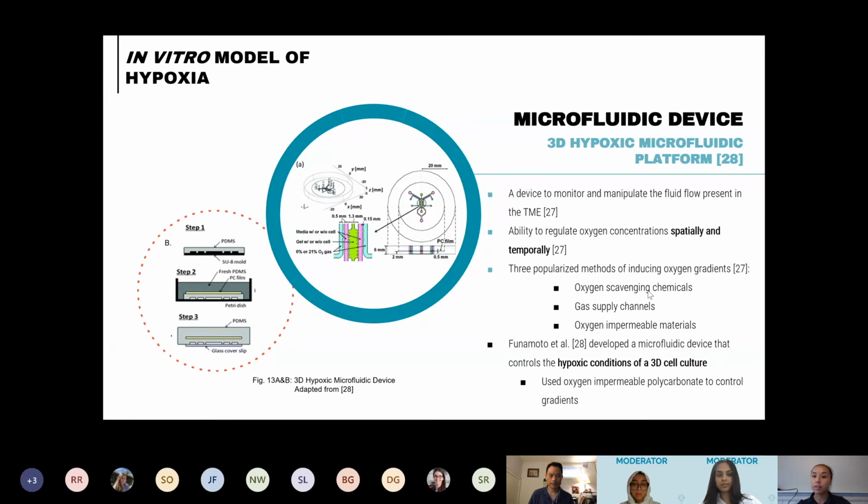A microfluidic device was developed by Funimoto and colleagues to control the oxygen levels of a 3D cell culture using polycarbonate, a film with a small oxygen diffusion coefficient. This device showed the unique directional migration of cells under the hypoxic conditions in the third dimension.